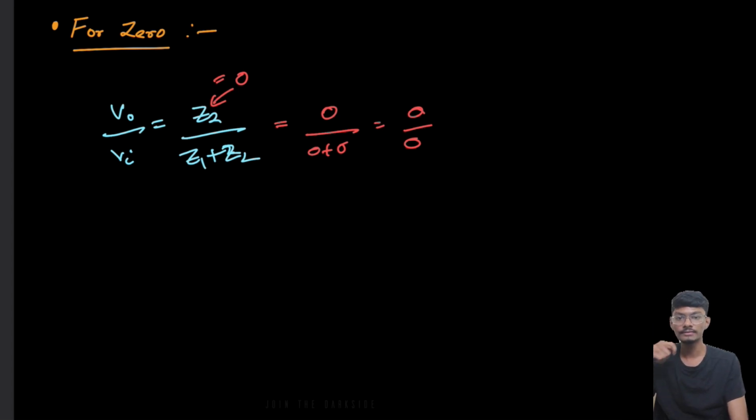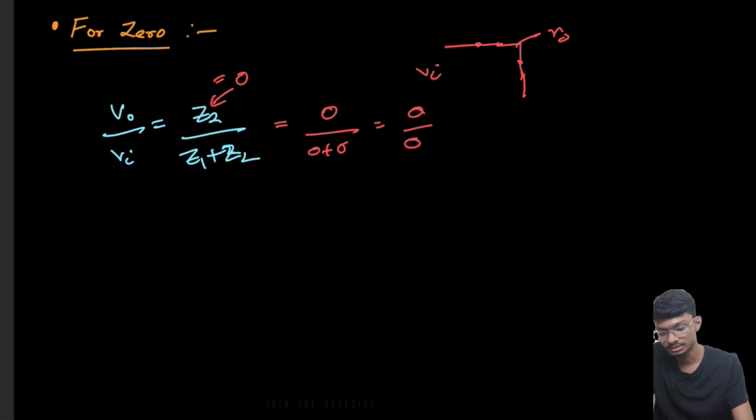So we can't certainly say that the VO will be 0, right? Why? Because if we draw the circuit, this is 0, this is 0, this is VI, and we're taking VO. What is the current through the circuit? The current is infinite, right? VI over 0, it's basically infinite.